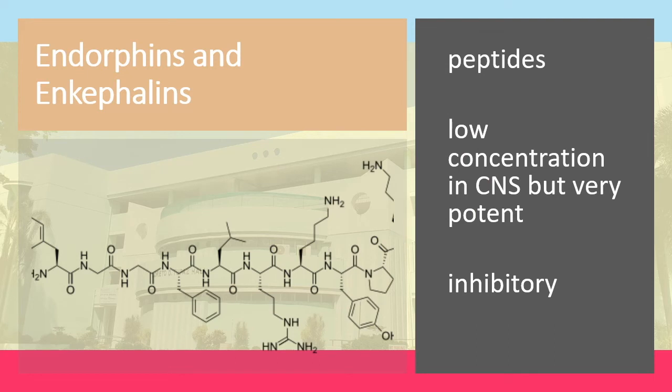I would like to make this opportunity to do an amendment or an erratum to the previous recording on endorphins and enkephalins and on the cerebral perfusion pressure. Class, to clarify further, your endorphins and enkephalins are considered to be inhibitory neurotransmitters. They belong to the category of neurotransmitters referred to as peptides. They have low concentration in the central nervous system, but they are known to be very potent. Once again, their classification is inhibitory.